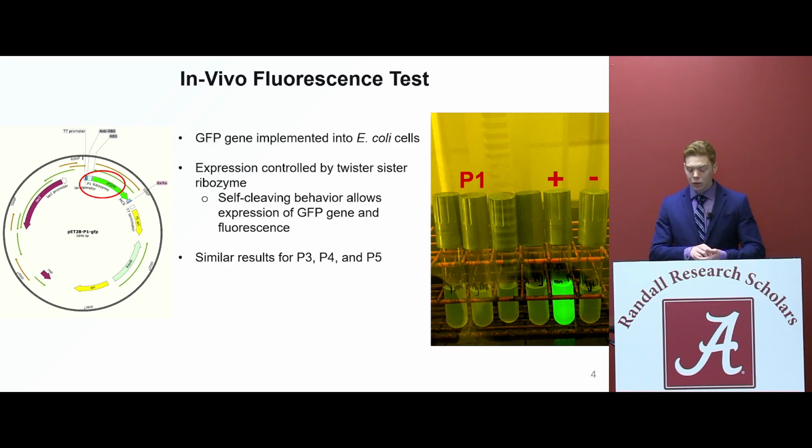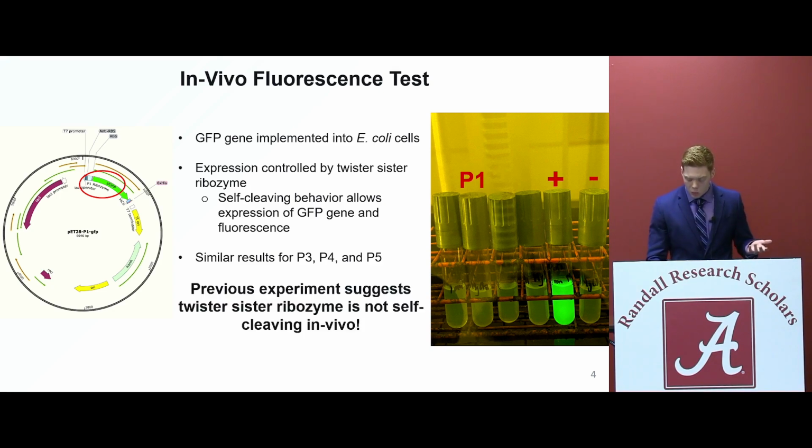Now, with the picture on the right, the plus refers to the positive control, where the GFP gene is known to be expressed, and as you can see, we do in fact have fluorescence. The negative control, we do not have fluorescence. However, when looking at the P1 tube, you can see that there is no fluorescence, which actually leads to suggest that the twister sister ribozyme is not self-cleaving in vivo. And similar results were actually found for P3, P4, and P5.